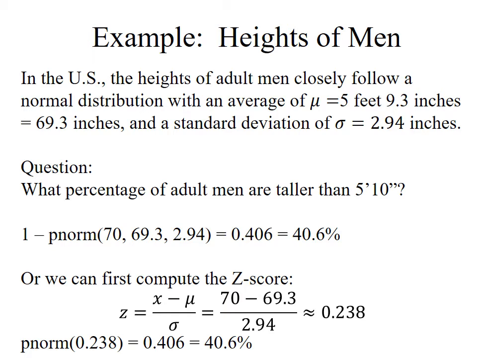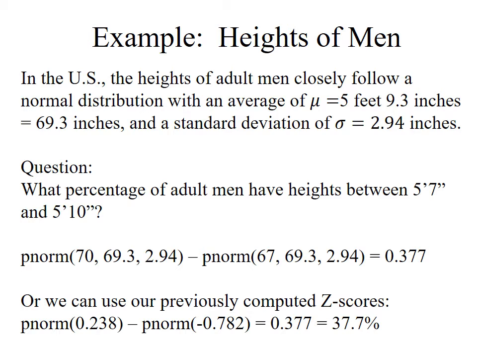Or, similarly, I can compute the z-score first. Often that'll be useful. So there's 70 minus 69.3 divided by 2.94 equals 0.238. My z-score of this is 0.238. So 5 foot 10 inches is 0.238 standard deviations above the mean. So I go to 1 minus pnorm of 0.238 and I get exactly the same result, 0.406 or 40.6%.